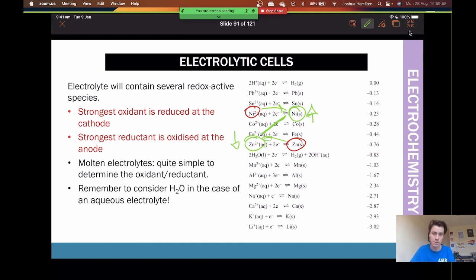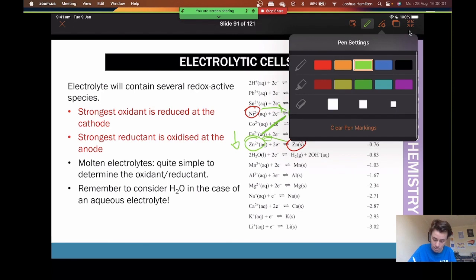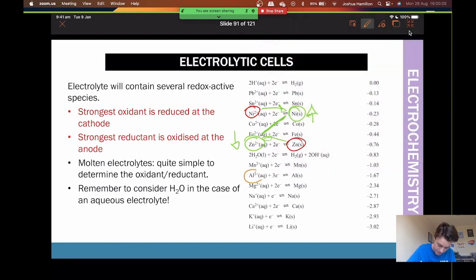Now what's super important is if we have multiple things. So what if I also had this here? I also had aluminium ions in there. Which of these am I going to use? Am I going to use this or am I going to use this? Well, I'm still going to use this one here because it is the strongest oxidant. And I'm always going to use my strongest oxidant over my strongest reductant. And that's really, really important.